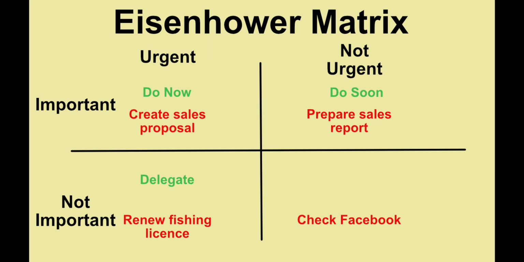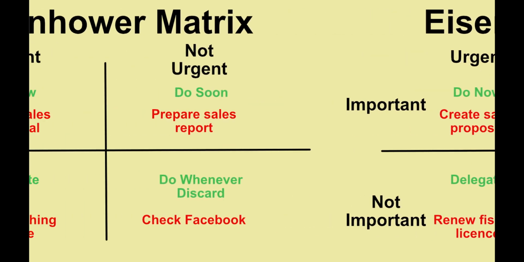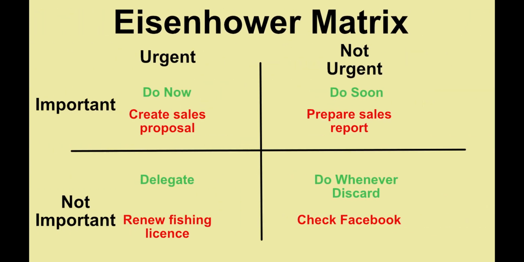And then if something's not important and not urgent, well, I call that discard or do whenever. If you can, just get rid of it. Don't even worry about it. Get it off your list. Because if it's not important and not urgent, is it going to help you move forward?